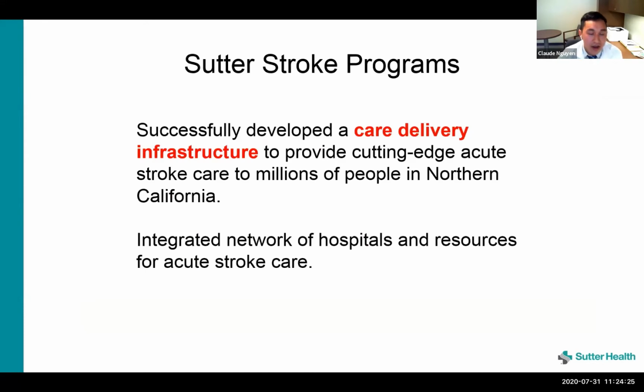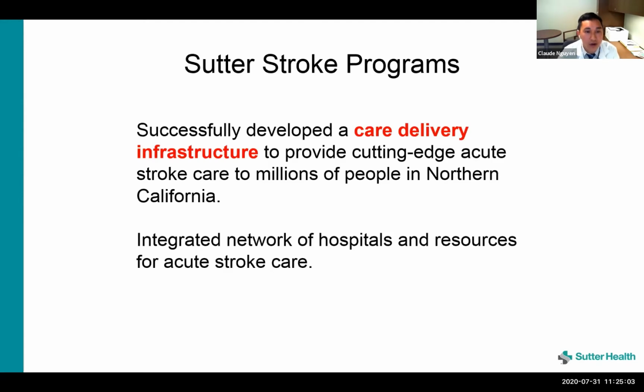Okay, so how are we able to get people to the centers that provide this type of treatment if they're eligible for it? Over the years at Sutter, we've been able to build a very extensive and very successful stroke network and stroke program through our relationships with not just Sutter hospitals, but with neighboring hospitals as well, to be able to get stroke patients to the right care and the right treatments that they need.